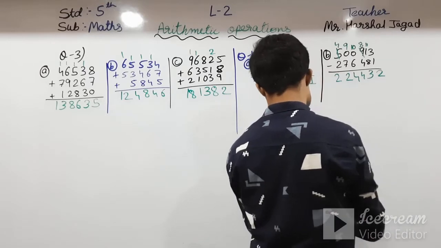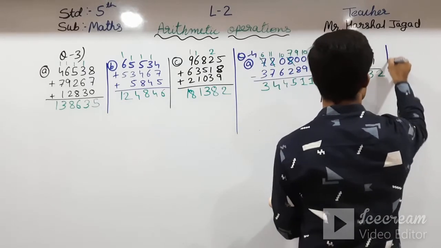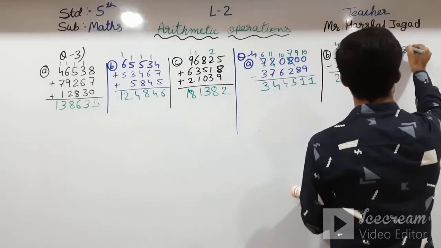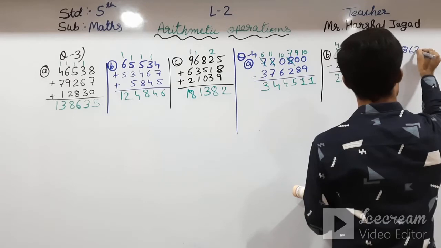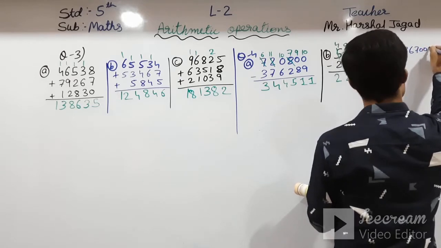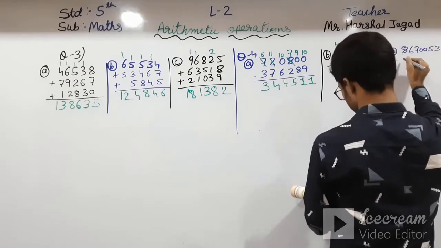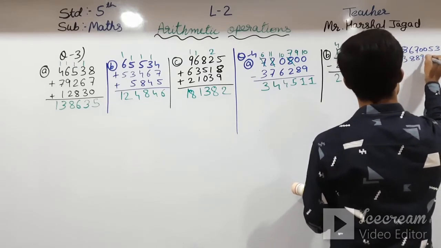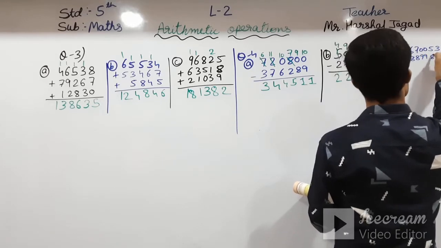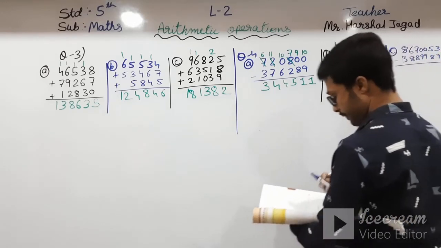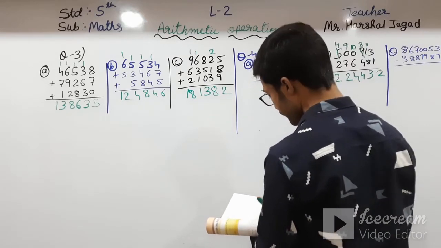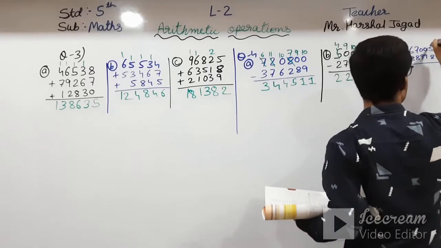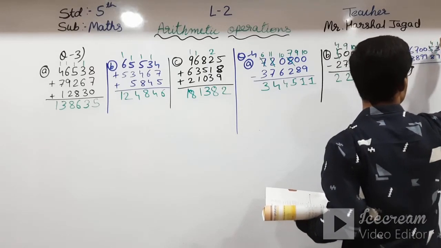C, that is 86700 53 minus 388889. So how it can be solved? Here 3 minus 9 cannot happen. So we are borrowing from here 1. So here becomes 4. Here becomes 13.